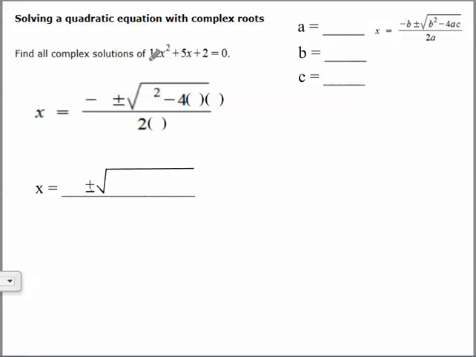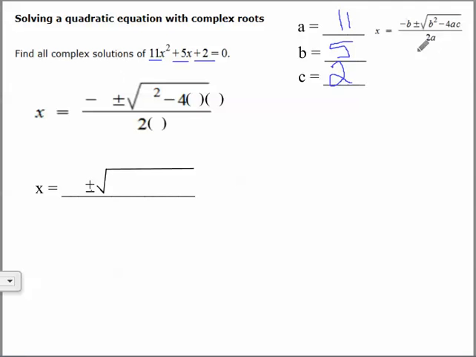So first we're going to identify our values. We know that 11 is our a. We know that positive 5 is our b. And positive 2 is our c. Now if it was a -2, then our c value would be -2. So just be very careful with your positives and negatives, and just remember that the sign in front of the term or number always goes with that number. Okay, so now we're going to come fill these in.